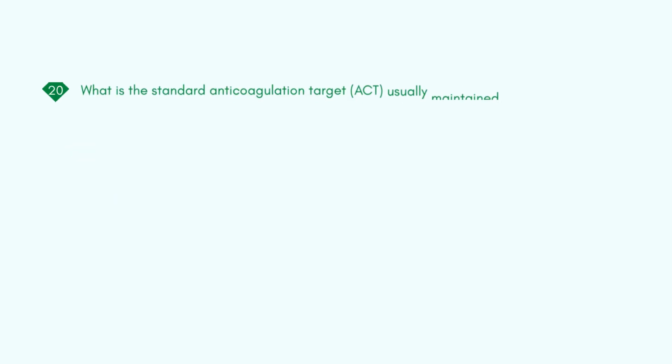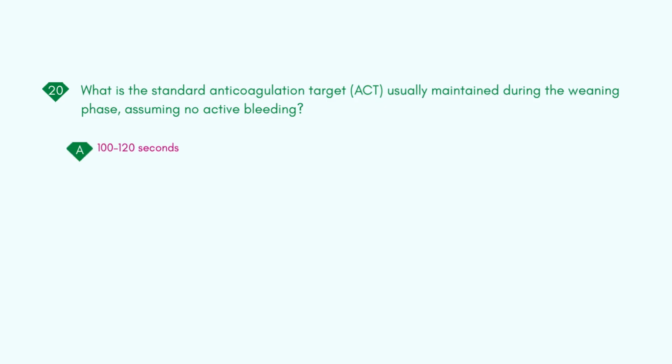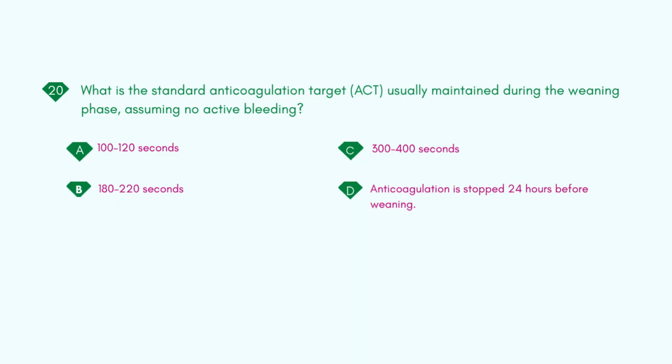What is the standard anticoagulation target, ACT, usually maintained during the weaning phase, assuming no active bleeding? A. 100 to 120 seconds. B. 180 to 220 seconds. C. 300 to 400 seconds. D. Anticoagulation is stopped 24 hours before weaning. Answer: B. 180 to 220 seconds.